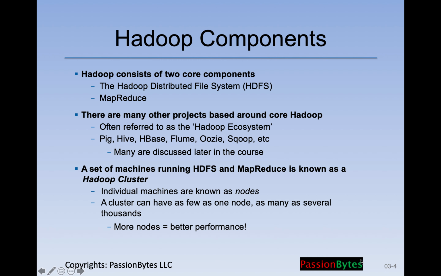So 1, 2, 3, 4, 5 blocks: 5 into 128 will become 5 into 3 into 128 MB. Why? Because it is multiplied 3 times. So everybody will say, hey, Hadoop is expensive. Why? Because you are creating 3 copies of the data. My 10 GB of data became 30 GB of data. No, that answer is absolutely wrong.